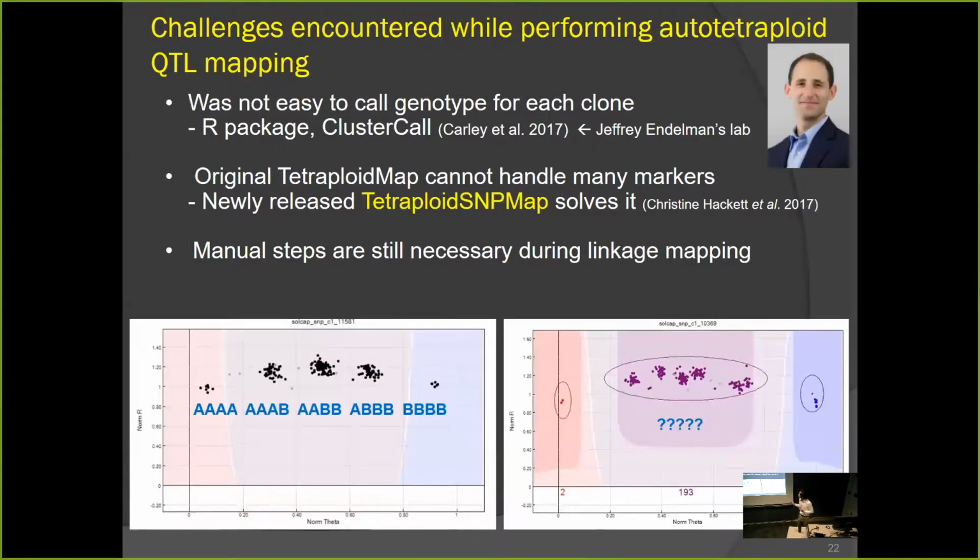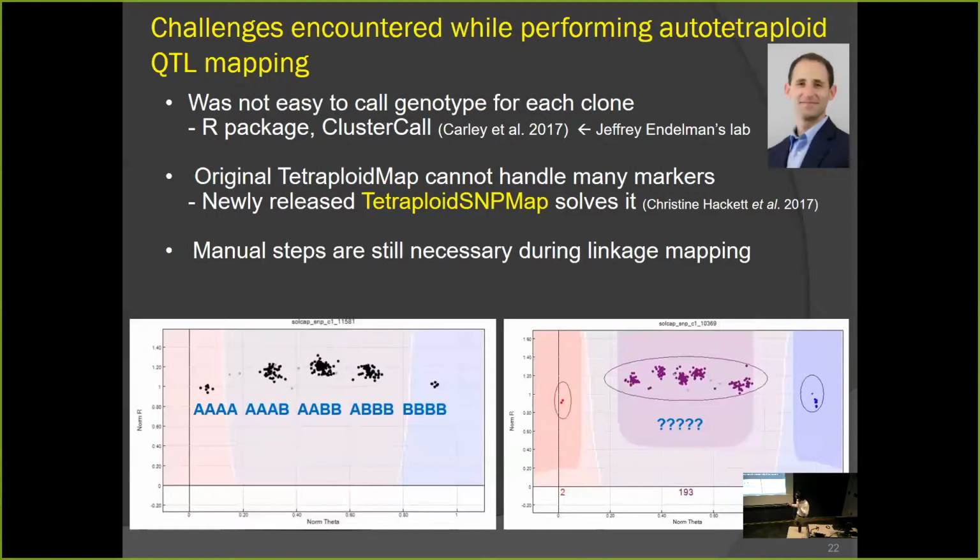Also, before TetraploidSNPMap, which I used for this QTL analysis, there was only one software, called TetraploidMap. This is the previous version of TetraploidSNPMap, and it has a lot of limitations. One example is the number of SNP markers I can use. Only fewer than 50 SNP markers can be used for each chromosome if I rely on this software. That means I can lose many chances to find a significant QTL peak.